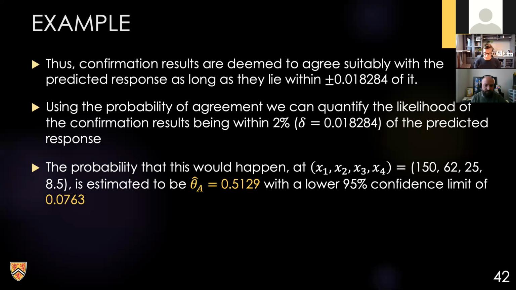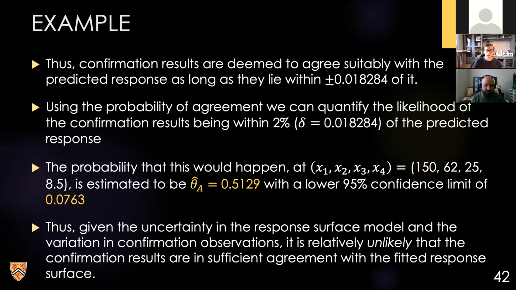And so, yes, it's true that this difference was within 2%, and they deemed that as a success. But the chances that that would happen are only 0.51. It's not very high, and that lower bound on the confidence interval suggests that the agreement could be even much lower than that. What we're accounting for in this number is the uncertainty associated with estimating that response surface model, and also the variation in the confirmation observations. When you account for those, you become much less certain that the difference really is within plus or minus 2% of one another.